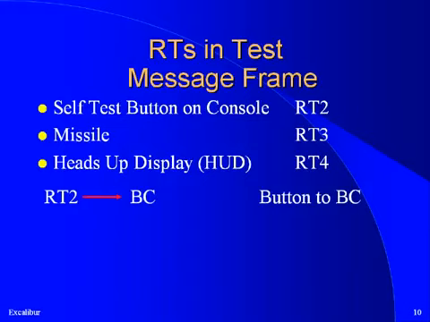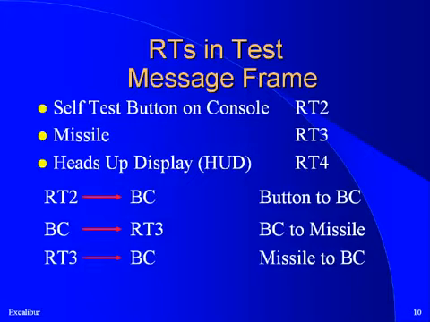The bus controller periodically checks the button RT2 to see if it has been pressed by sending an RT to BC message to RT2. RT2 may respond with a data word of 0 to indicate the button has not been pressed, and a data word of 1 to indicate that it has. The bus controller will then send this data word to the missile RT3 using a BC to RT message. If the data word is 1, the missile will perform a self-test.